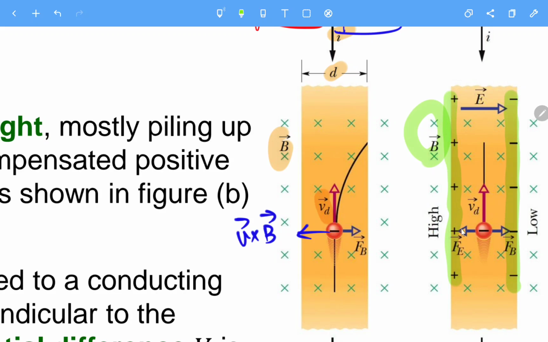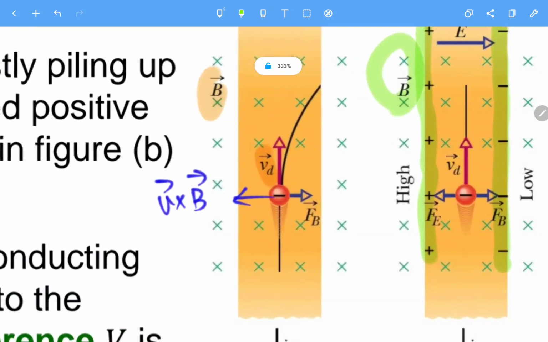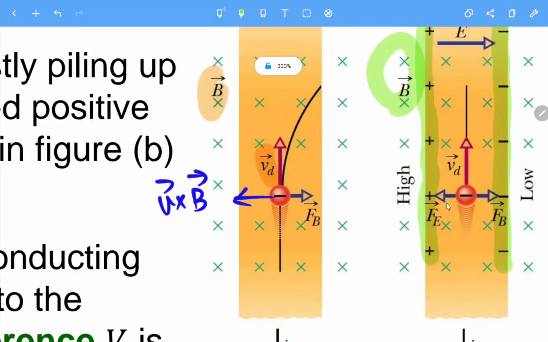So until Fe and Fb are equally large, and then there will be no net force acting on the charge anymore, and it will become an equilibrium state. Okay, so finally, it will be stable. The final state is that Fe and Fb have the same magnitude but point in opposite directions. So there is no net force acting on the charge.